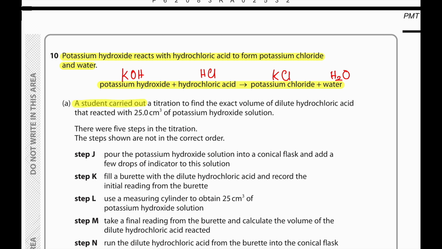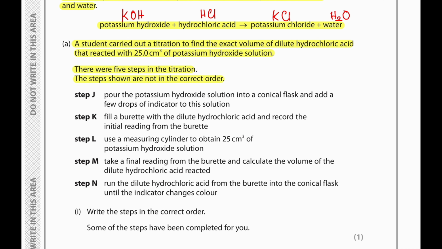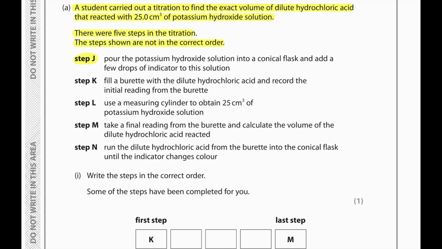A student carried out a titration to find the exact volume of dilute hydrochloric acid that reacted with 25 cm³ of potassium hydroxide solution. There were 5 steps in the titration. The steps shown are not in the correct order. First of all, step J says, pour the potassium hydroxide solution into a conical flask and add a few drops of indicator to this solution.